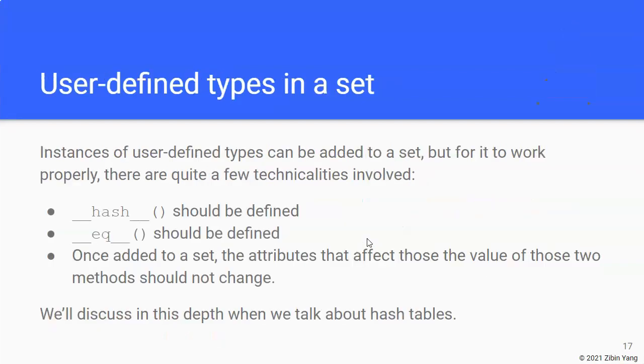So that's the built-in types in a set. What about user-defined types? Can we put those in a set? Well, the answer is yes, but for it to really work correctly, we have to do a few things. That is basically defining the dunder hash and the equal method. And also, we have to emulate the behavior that those types are immutable once we put them in the set. Now, we're not going to go into details of that here because when we talk about hash tables, we will understand this a lot better. But I just want to mention them here.